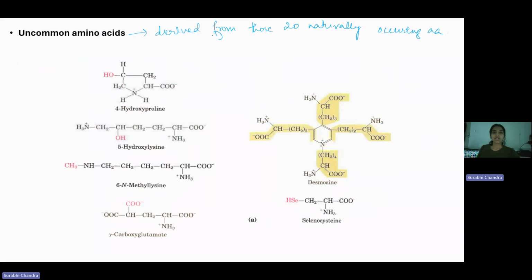Let's look at the examples, and they serve specific different kinds of functions, not only in our body, but in general in living systems. Suppose here we have hydroxyproline, which is a modified form of proline, which has been found to be present in plant cell walls, and it is also found in collagen, the connective tissue matrix.